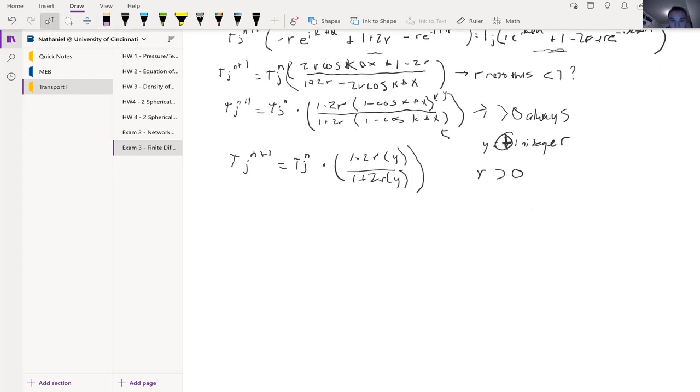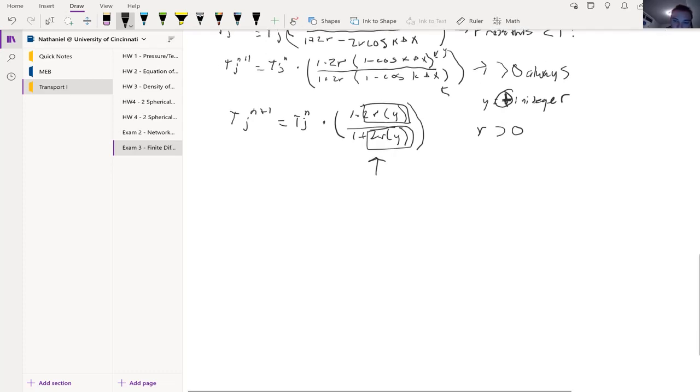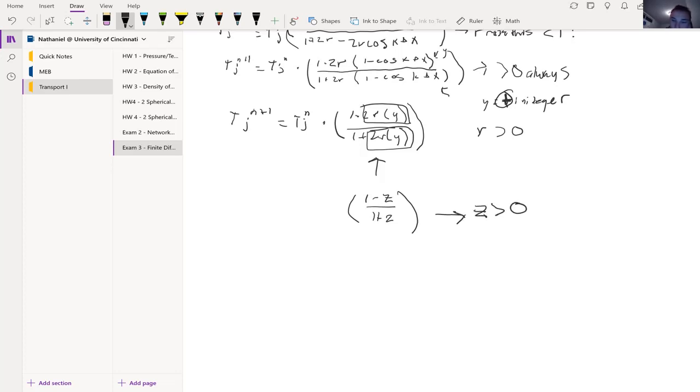And we can say this r times y, we can just call that z, just to make our terms a little bit simpler. So we're just going to say this expression right here, 1 minus z, and then 1 plus z, for all values of z, it's always going to be greater than 0.